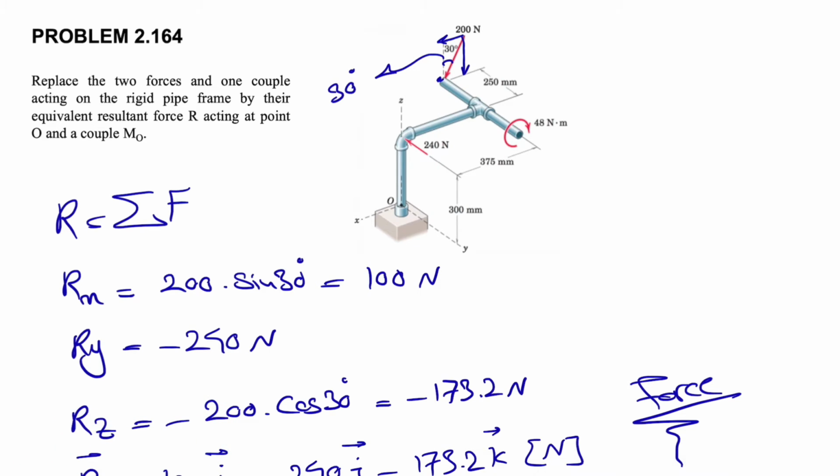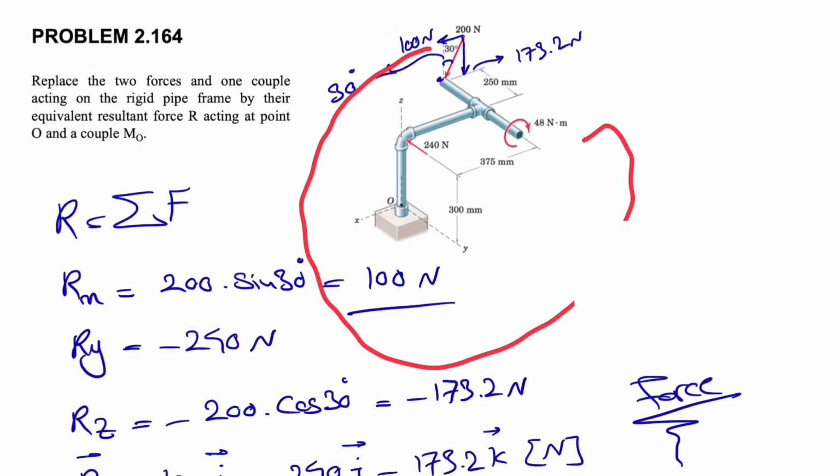So let's go with the shortcut that we have. We already found that the Z component of the 200 Newton force is 173.2, and we know that the X component is 100 Newton. Let's start with the X component. If we look at the X component, the 100 Newton force, we'll see that this force can make moment about Y.